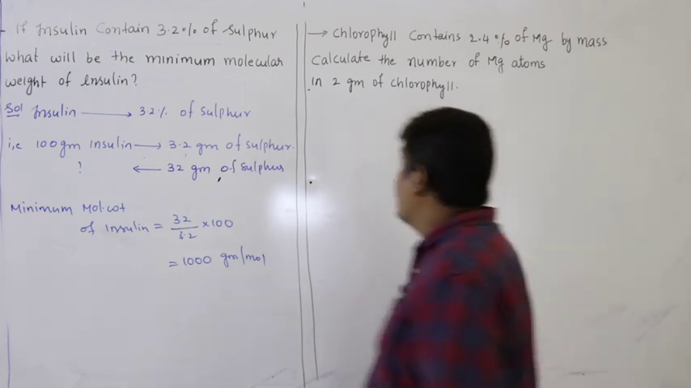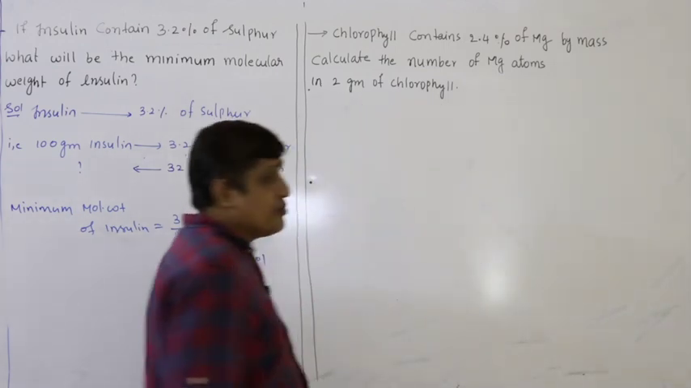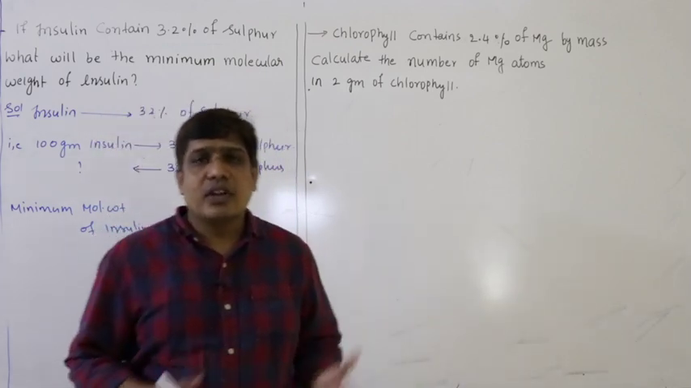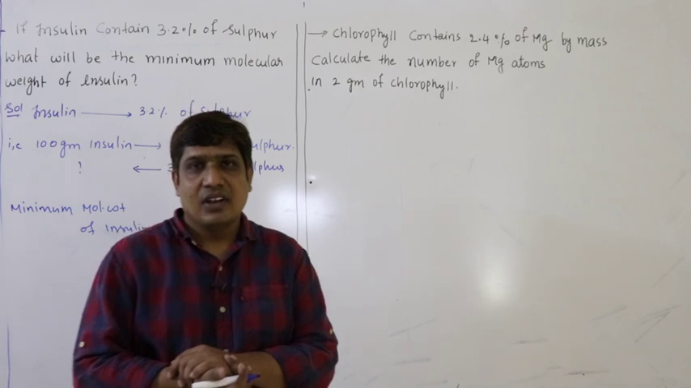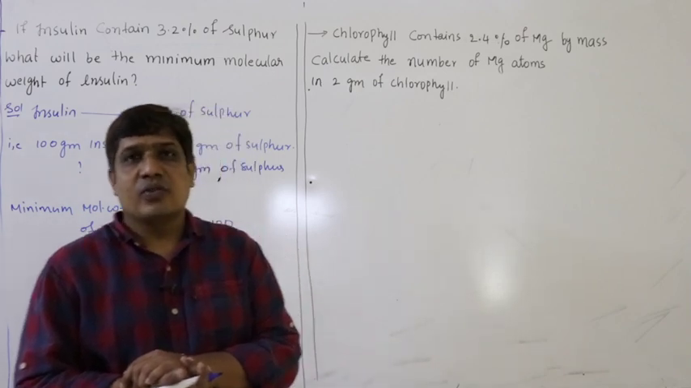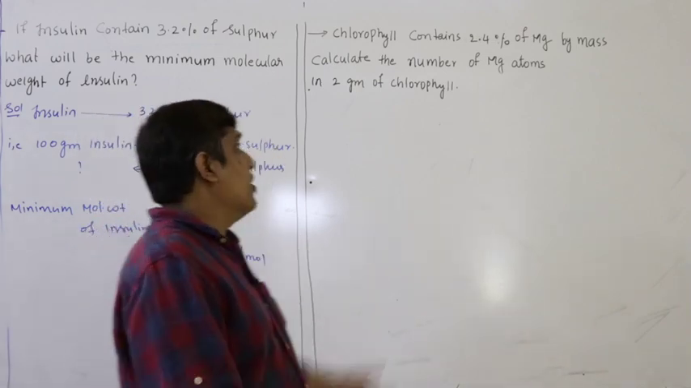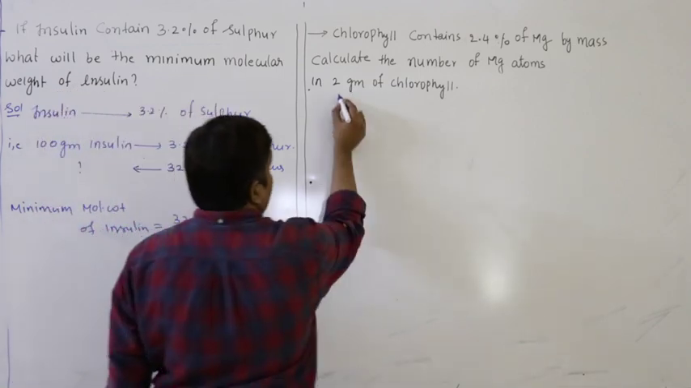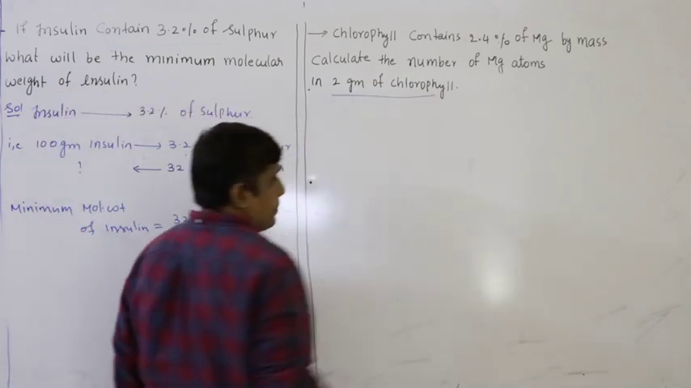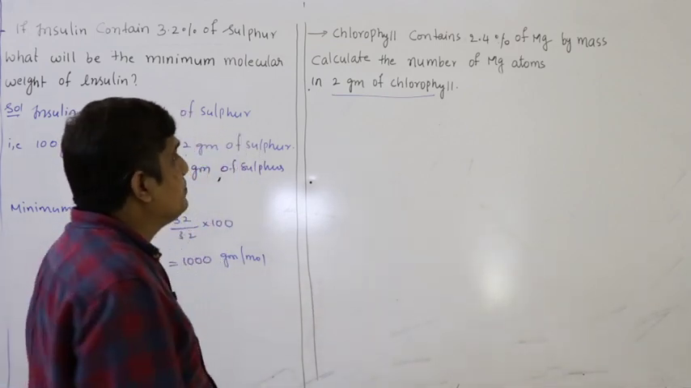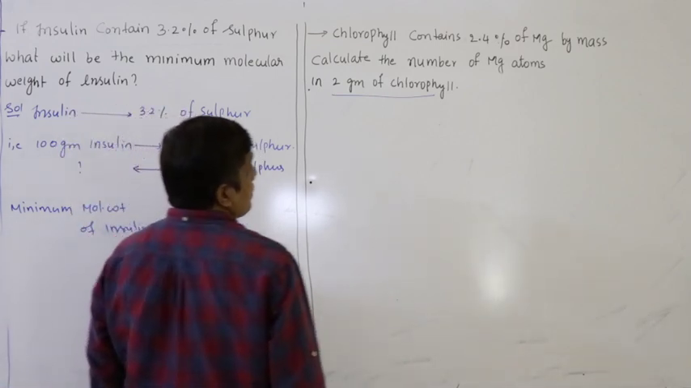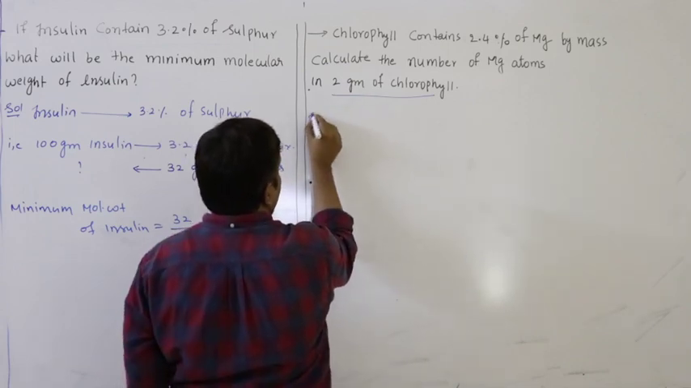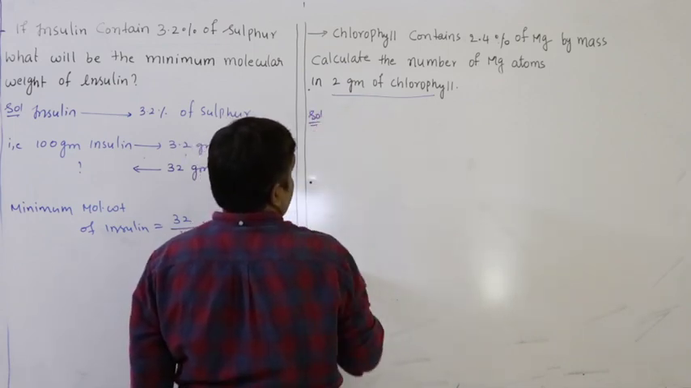So here it is not molecular weight, we have to calculate the number of magnesium atoms. We require atoms. So from where we will get moles? So first we have to find moles, 2 grams of chlorophyll. This mass should be converted into moles. Right. Number of magnesium atoms, okay, 2 grams. Okay, fine.